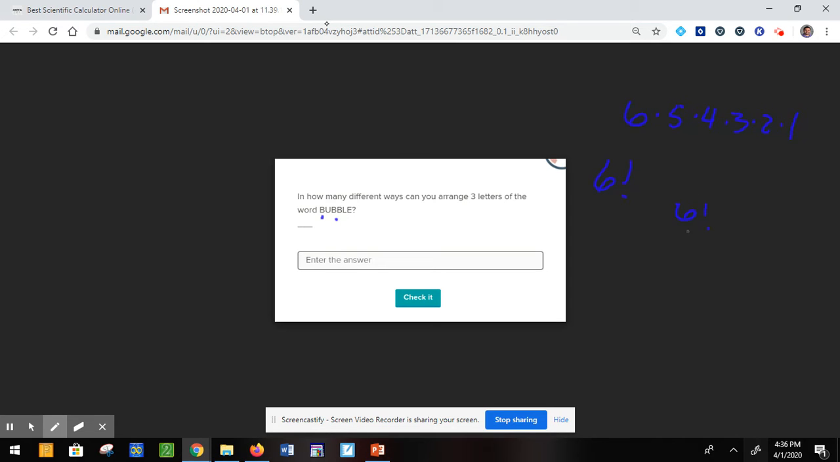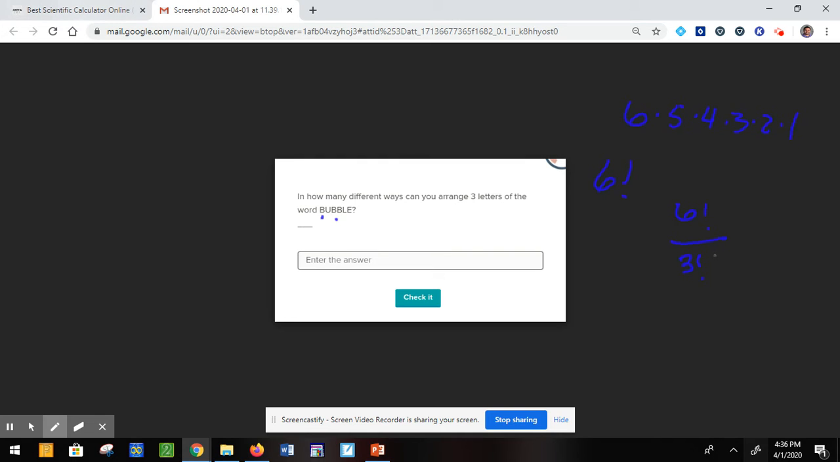So again, 6 letters, you can arrange them in 6 factorial ways. What makes this one a little different is the fact that there's 3 letters that repeat. So you're going to divide out all the possibilities of the ways you can arrange those B's. So it'd be 3 factorial. So the answer to this is going to be 6 factorial divided by 3 factorial.